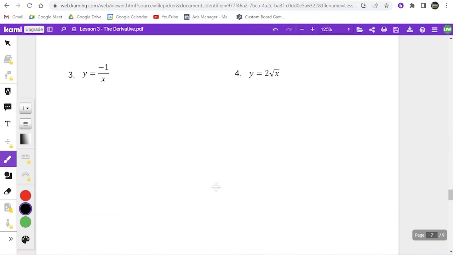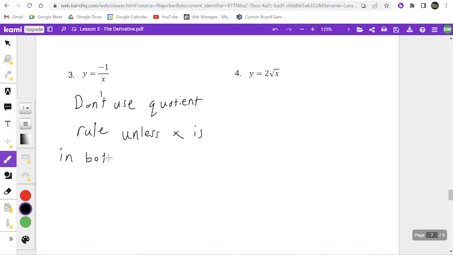The next one, number 3, y equals negative 1 over x. Looks like we've got a quotient rule, right? Wrong. Don't use quotient rule here. Don't use quotient rule unless x is in both the numerator and the denominator. I'll give you a second to write that down. But basically what I'm saying here is that there's no x in the numerator, so there's something better that we can do without the quotient rule.